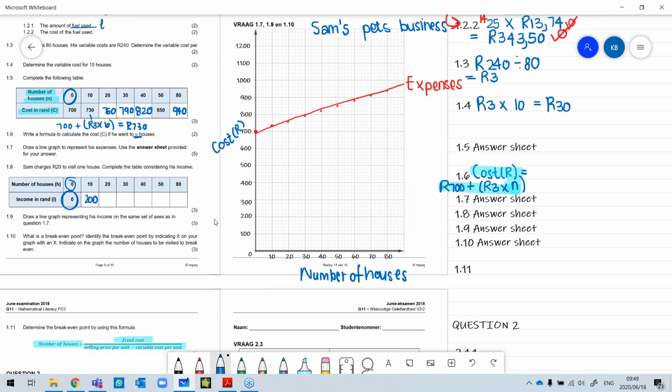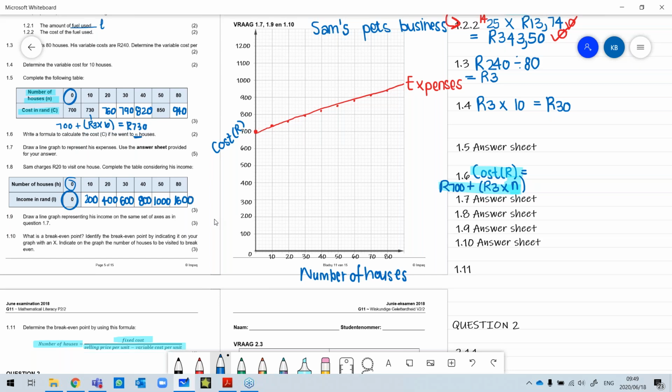For 20 houses, he is going to get an income of 400 rand. 30 houses, it is 600 rand. 40 houses is 800 rand. 50 houses is 1,000 rand. And 80 houses is 1,600 rand.